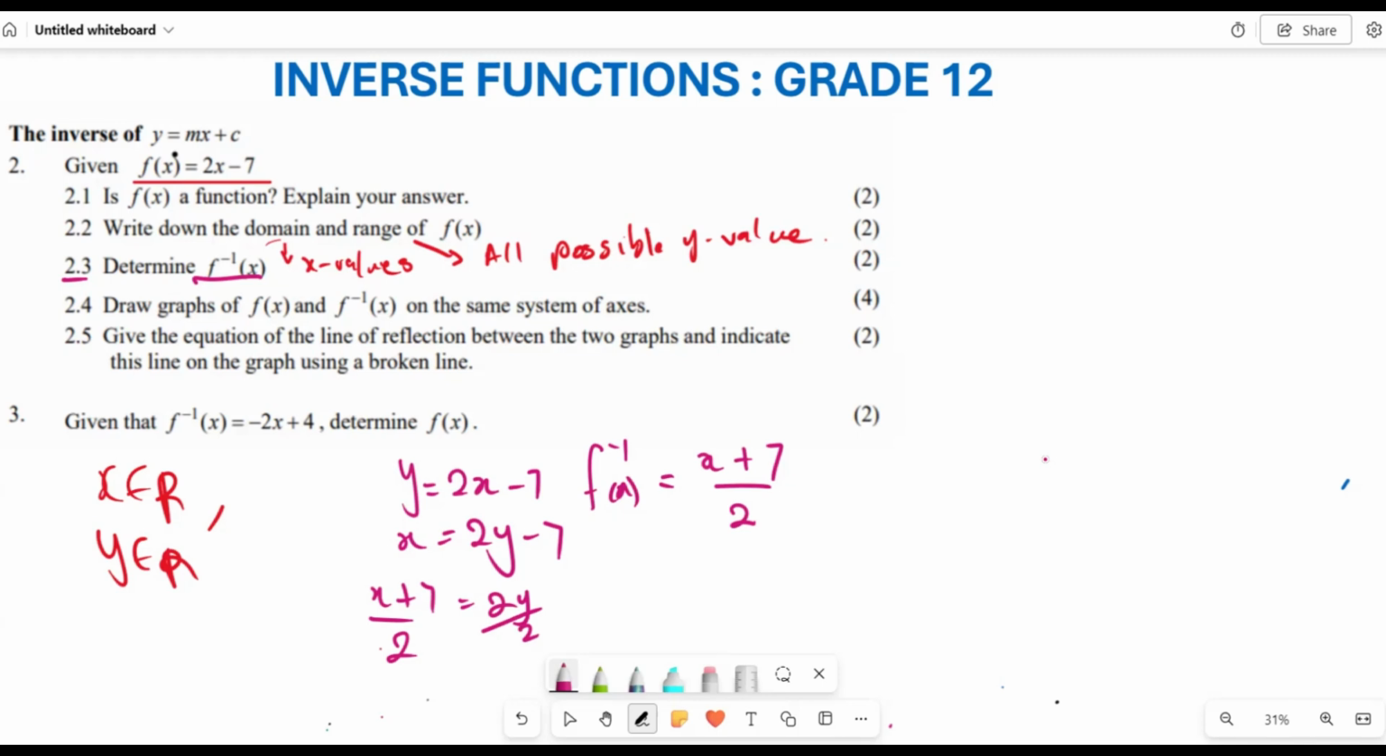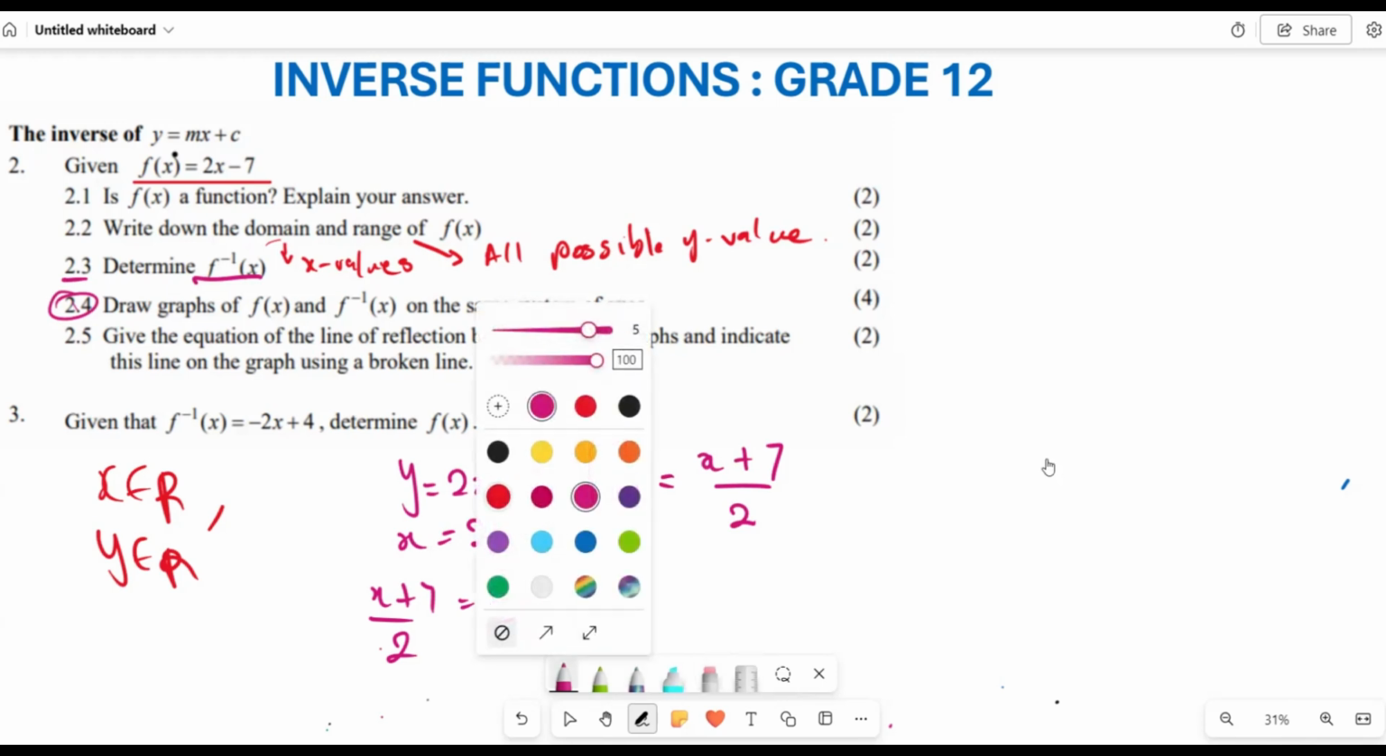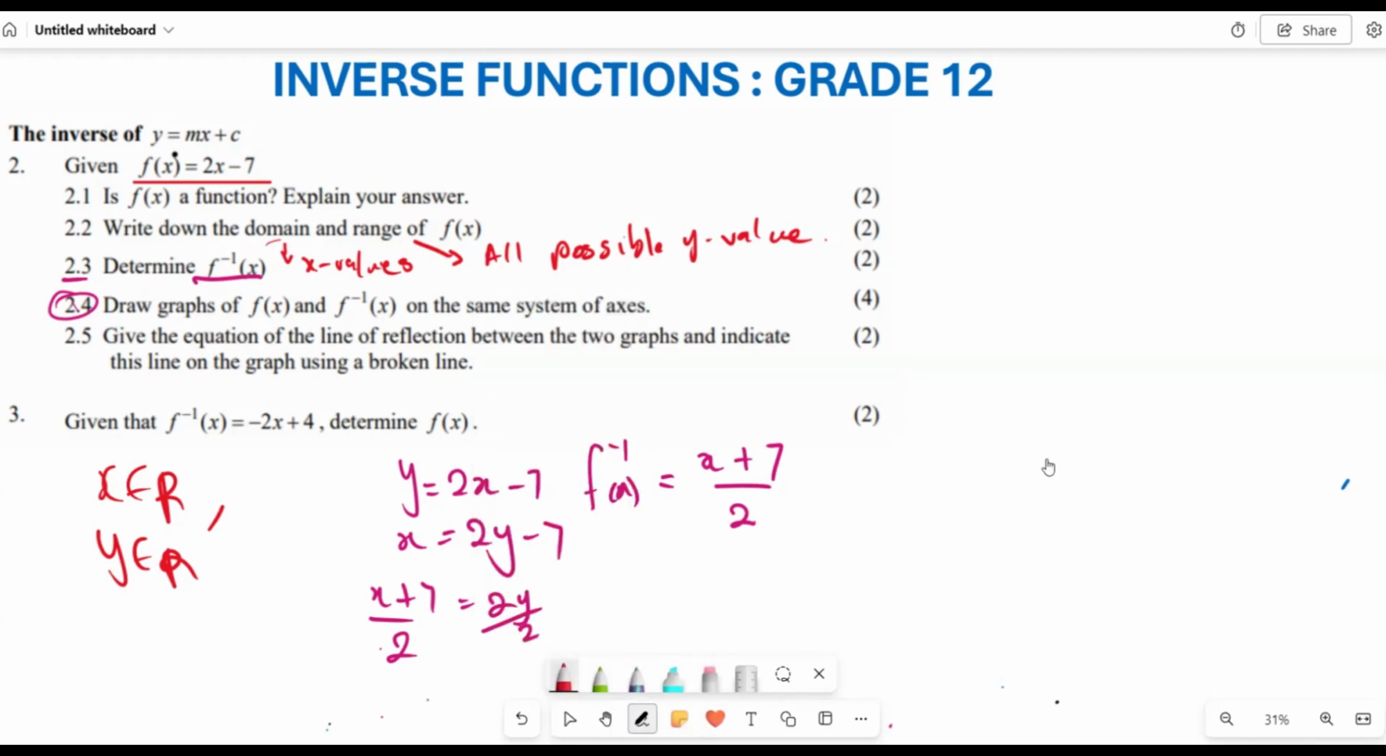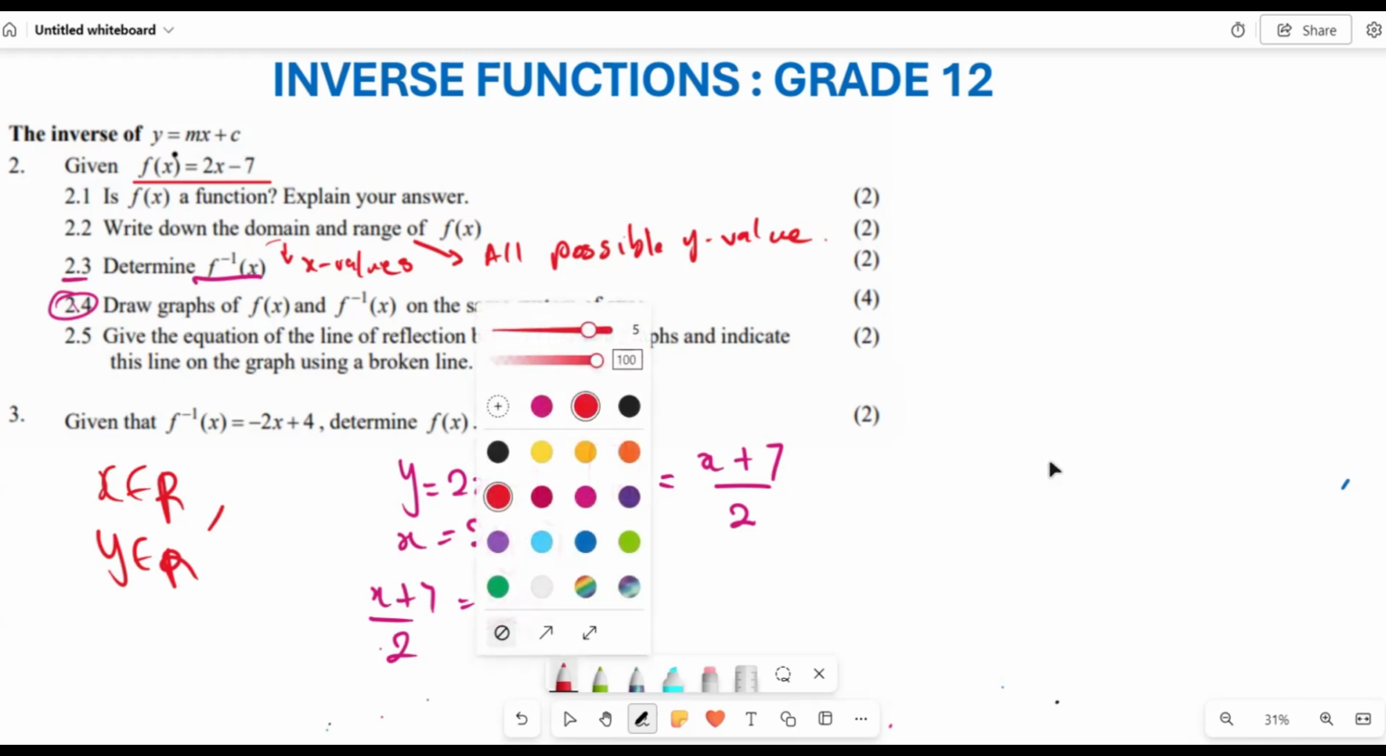Now, what is it then that you're going to do from here? So let's look at our 2.4. Let's say this particular question requires us to draw f of x and also the inverse of that. What is it that you're going to do to draw that? To draw this function, we will obviously need the values of x and y. So we are going to start by finding the x-intercept and also the y-intercept.